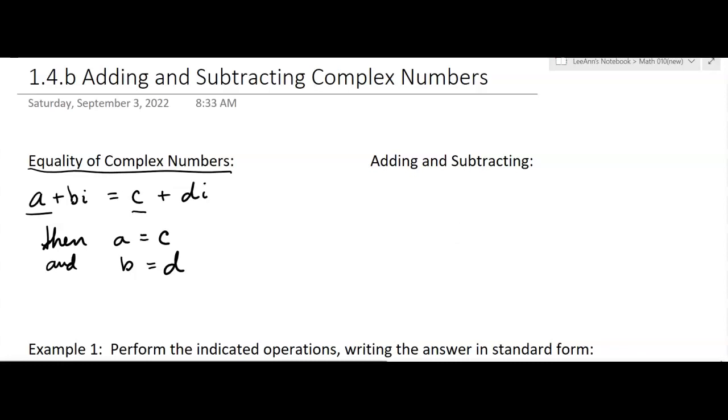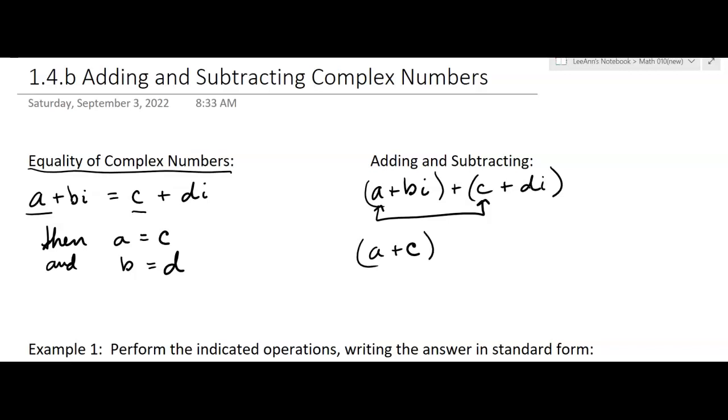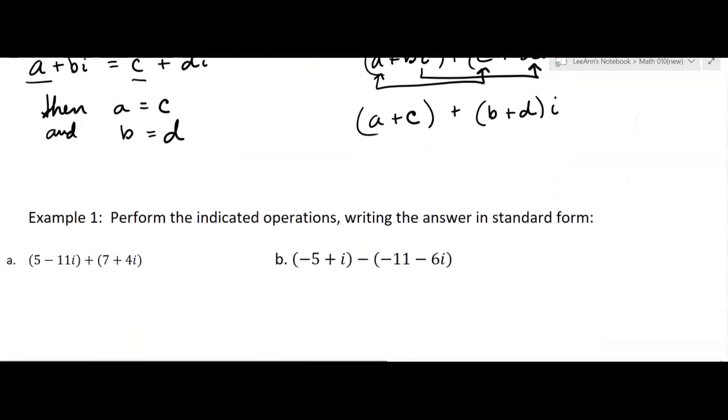Now, if you have two complex numbers, a plus bi and c plus di, and you want to add them together, well then you're going to take the real parts and add those together. So a plus c, whatever that is. And then you're going to take the imaginary parts and combine those. You're going to take the coefficients, if you want to think of it that way, and it'll be times i. Okay? But we're going to give you some examples. And subtracting, well, we'll talk about that when we get to it. Okay. But that's the idea.